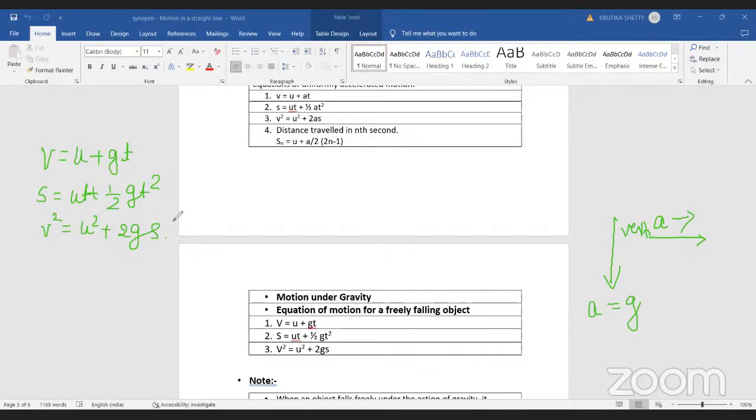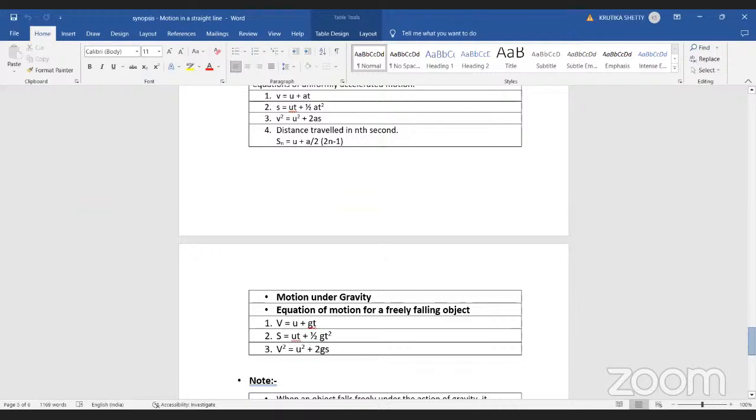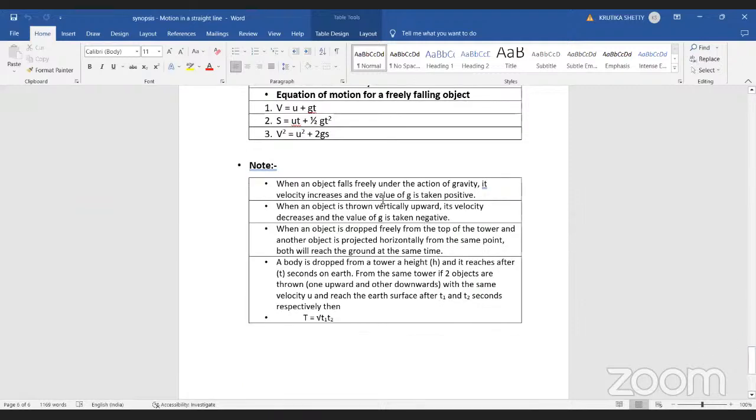In this also there are some sign conventions. If the object is moving in the upward direction, g is taken as negative. If the object is moving in the downward direction, the g value is taken as positive. That is, towards the earth g is positive, opposite to the earth it will be negative. Clear? So this is regarding the equations of motion in terms of acceleration due to gravity.